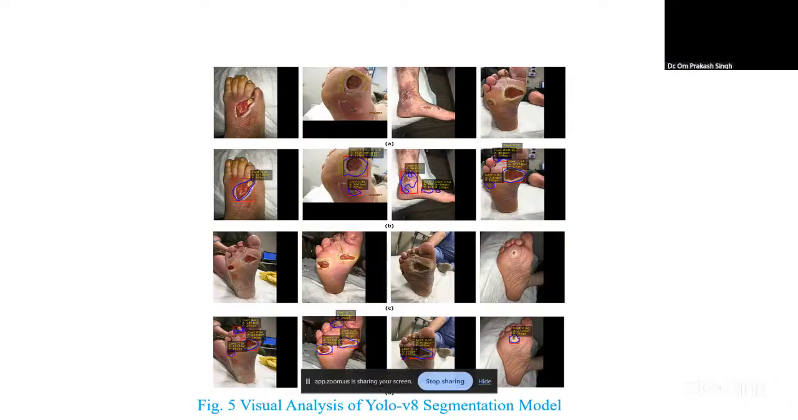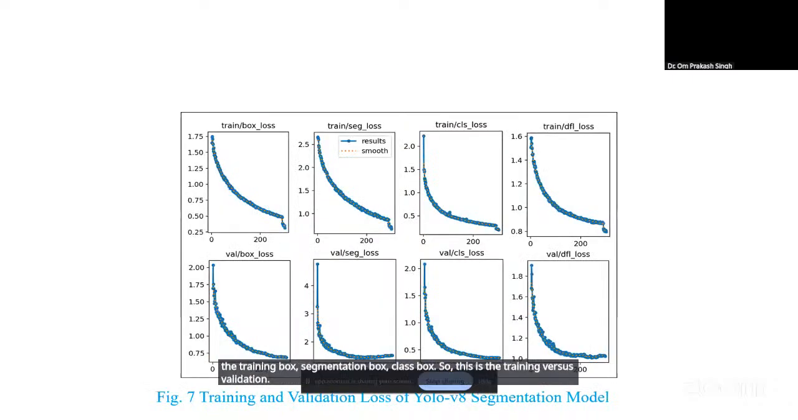Based on the segmentation model, we calculate the performance metrics in terms of precision, recall, and mAP score. Here you can see the training and validation loss of our YOLOv8 model. You can see the training box loss, segmentation loss, and class loss. So this is the training versus validation for each of the box, segmentation, and class loss functions related to our segmentation model.